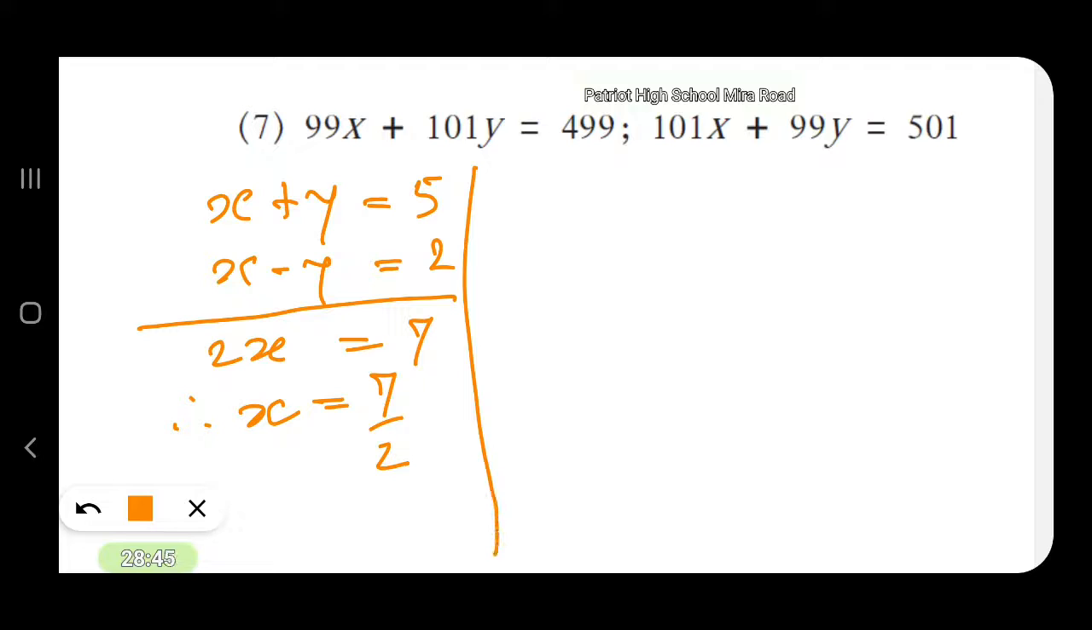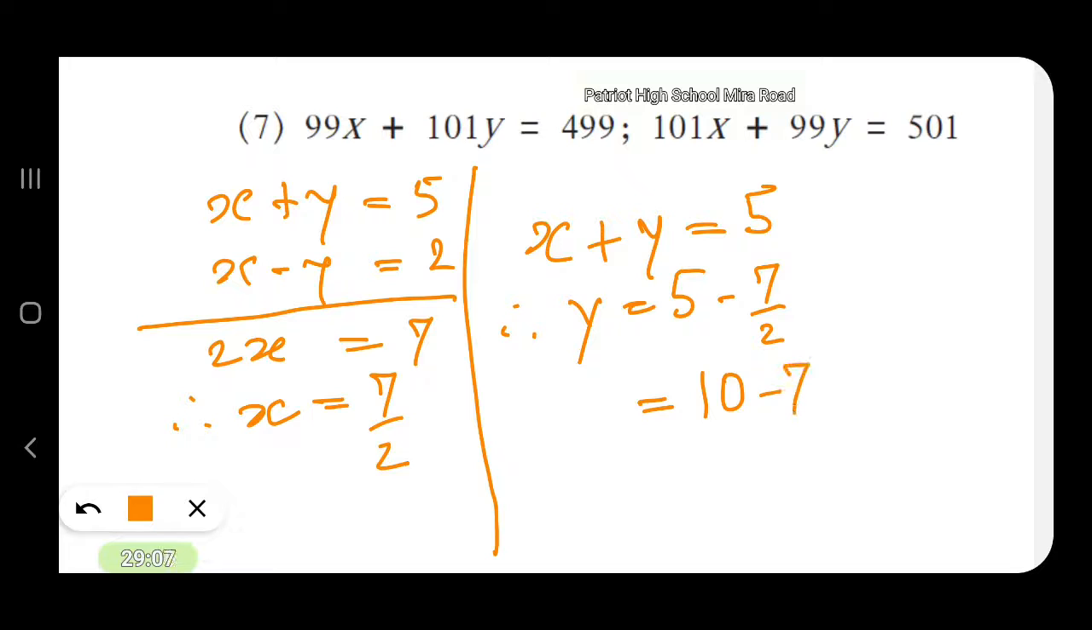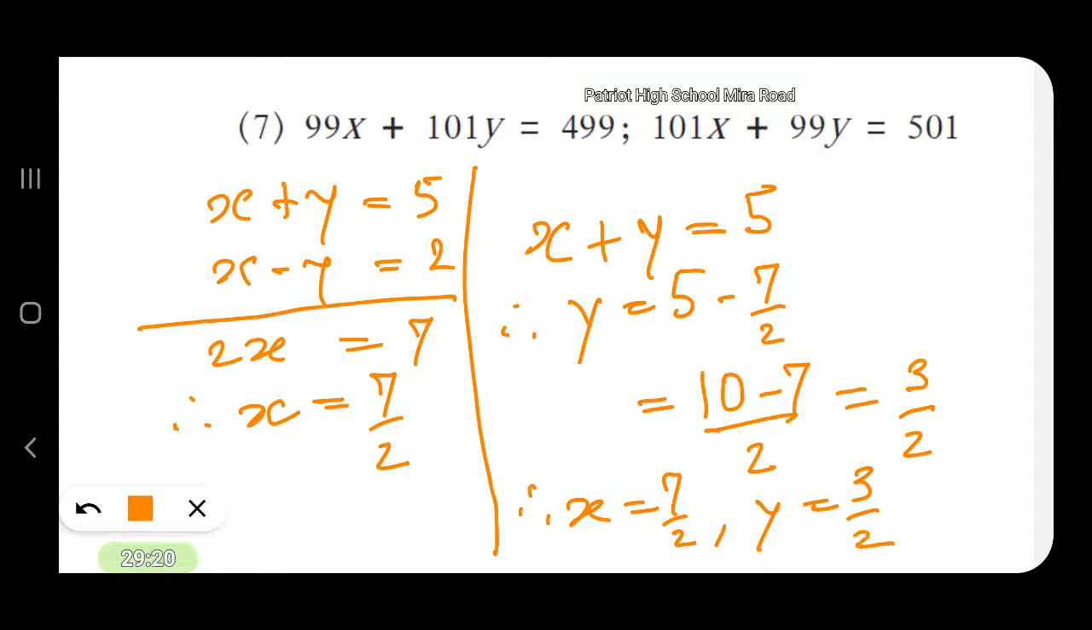Now finding the value of y, we have x plus y is equal to 5. Therefore y is equal to 5 minus 7 upon 2. 5 2s are 10. 10 minus 7 upon 2 is equal to 3 upon 2. Therefore the values of x and y are x is equal to 7 upon 2 and y is equal to 3 upon 2.